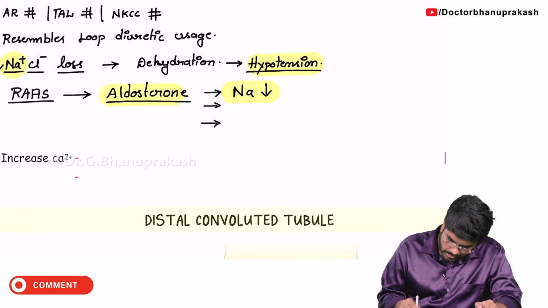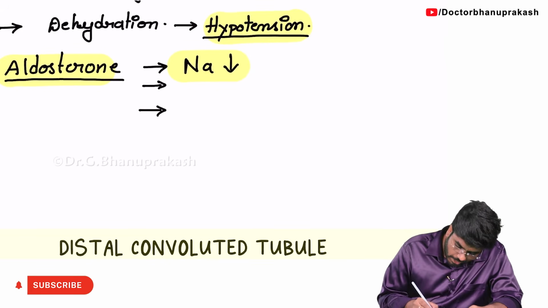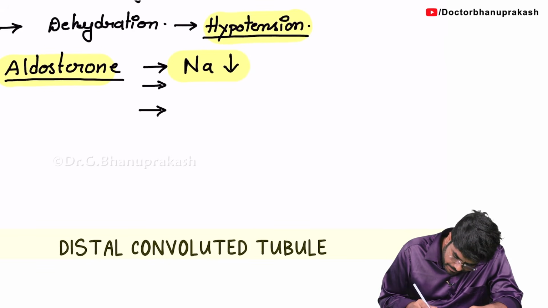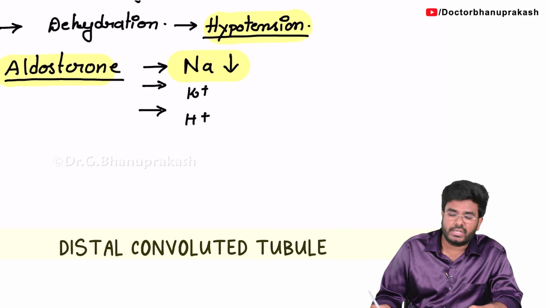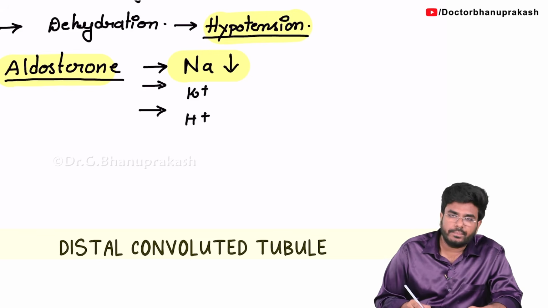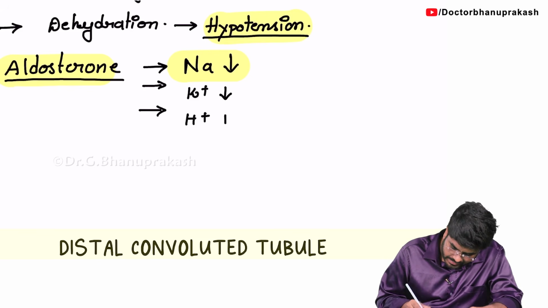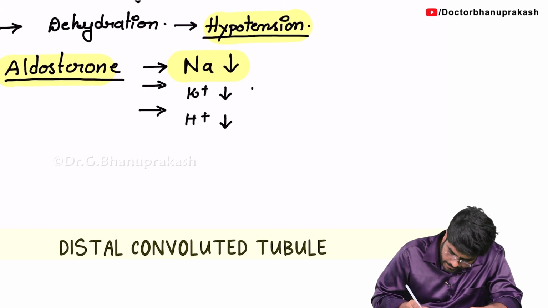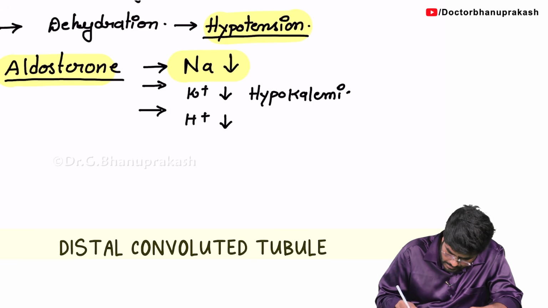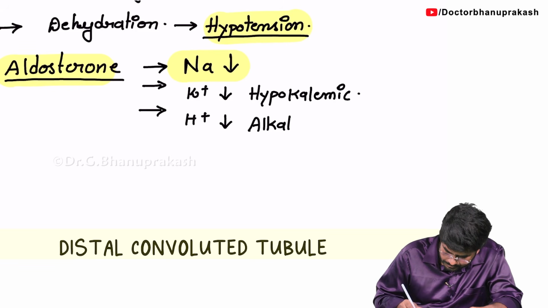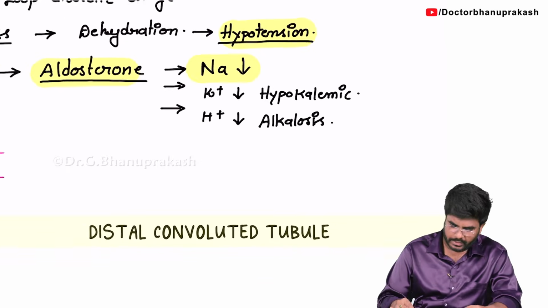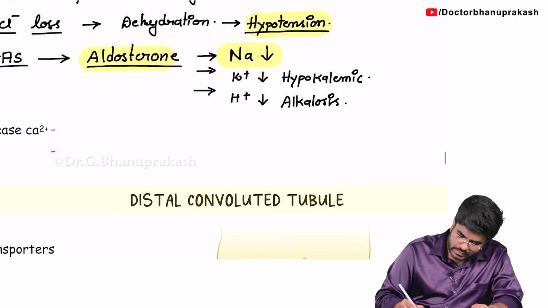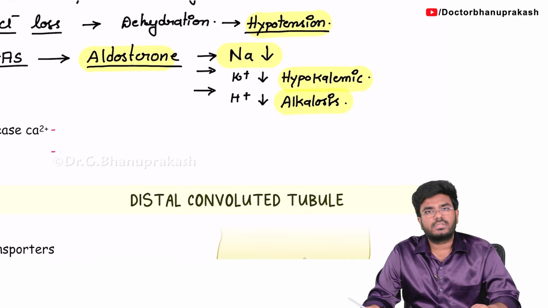But because of this aldosterone, what happens to the potassium and acids? We all know what aldosterone does. It causes potassium and acid excretion. So, potassium is going out of the body. Potassium levels will decrease. Acid levels will decrease, leading to hypokalemic alkalosis. Okay, hypokalemic alkalosis. Because of this aldosterone, there is potassium loss as well as acid loss, causing hypokalemic alkalosis.